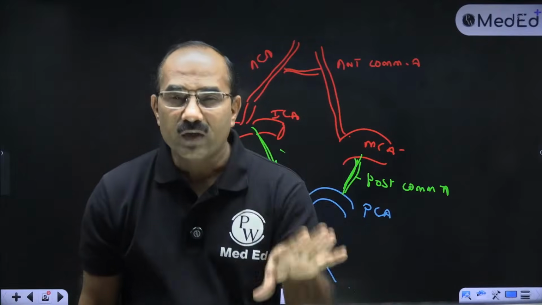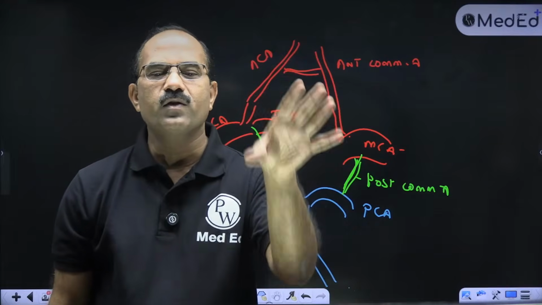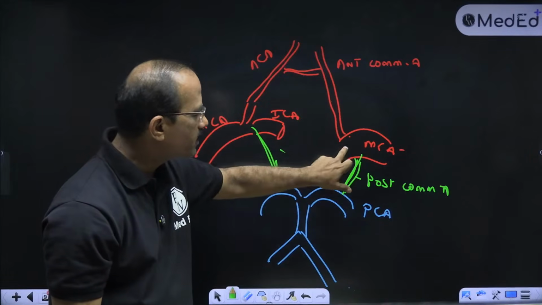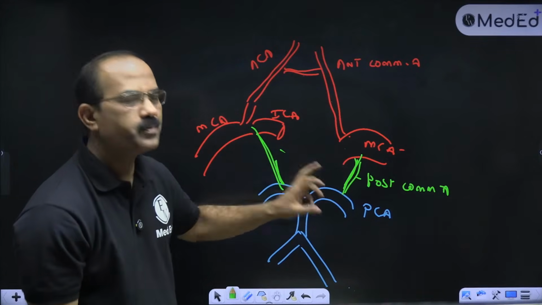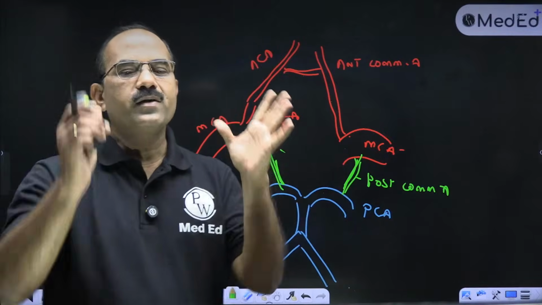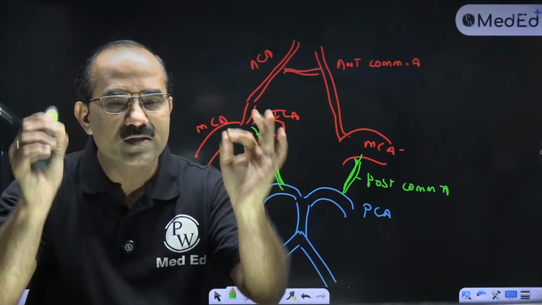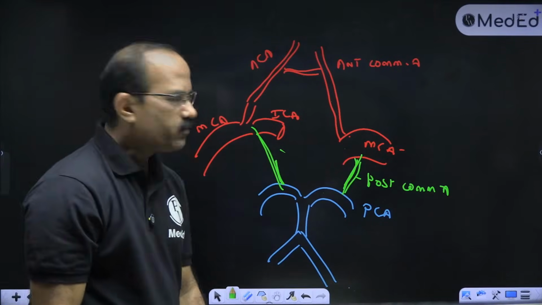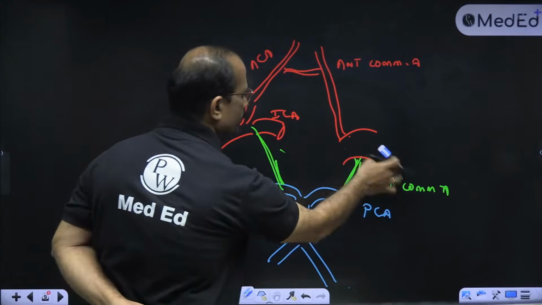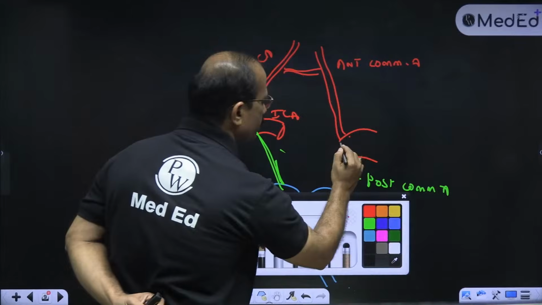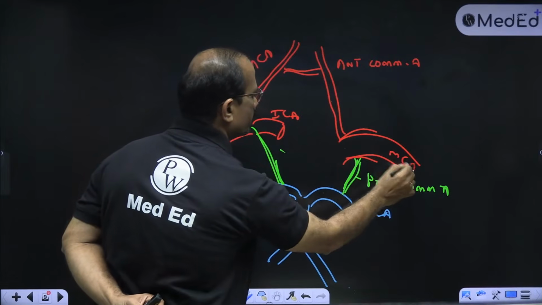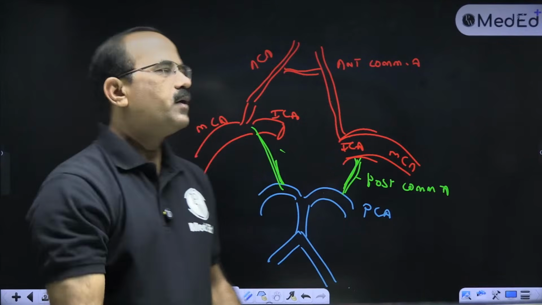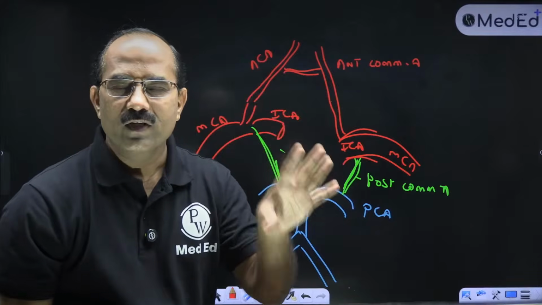Which of the following arteries does not take part in the formation of circle of Willis? If that's an MCQ, circle of Willis is formed by anterior communicating, anterior cerebral, internal carotid, posterior communicating, and posterior cerebral artery. The artery which does not take part in the formation of circle of Willis is, can anyone tell me? Middle cerebral artery. Yes, very good. The artery which does not take part in the formation of circle of Willis is middle cerebral artery.